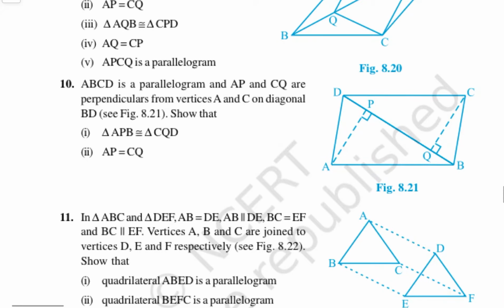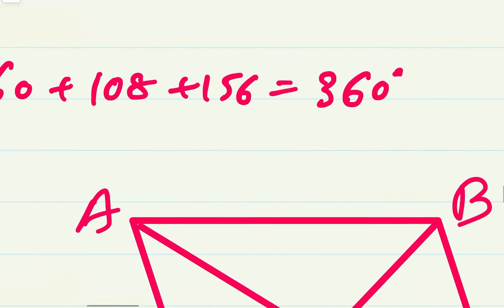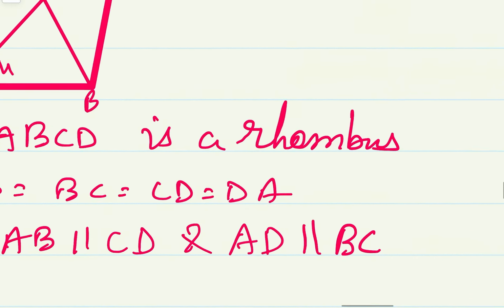We have ABCD is a parallelogram and AP and CQ are perpendicular from the vertices A and C on diagonal BD shown in the figure. Triangle APB is congruent to triangle CQD, that is what we are supposed to prove. And second, we have to prove AP is equal to CQ. Very simple and easy way we can prove this.